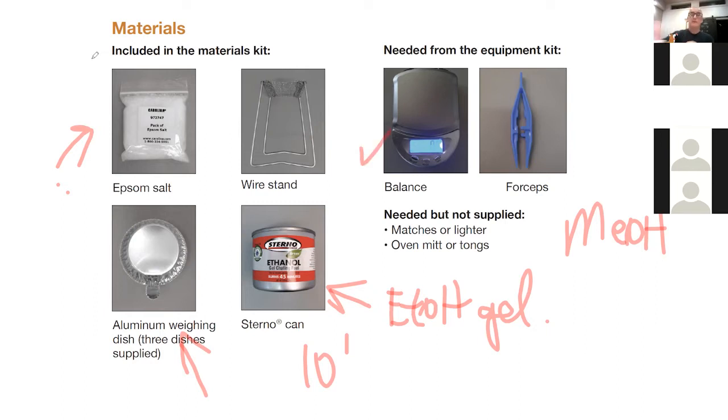So we need our balance, and we need some forceps, because we do not want to be touching these aluminum weighing dishes after we've been heating them for 10 minutes. They're really, really hot. So yeah, oven mitt, tongs, something like that. And you're going to want to put this wire stand on something that isn't going to burn. This is going to get hot. The Sterno can is going to get hot. So you don't want to have paper or paper towels underneath it. It would be a good time to have a cookie tray or something like that.